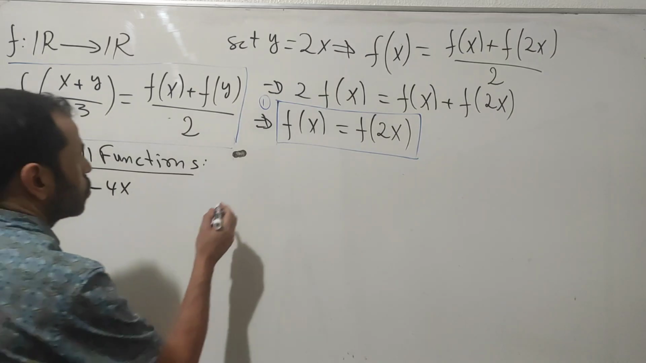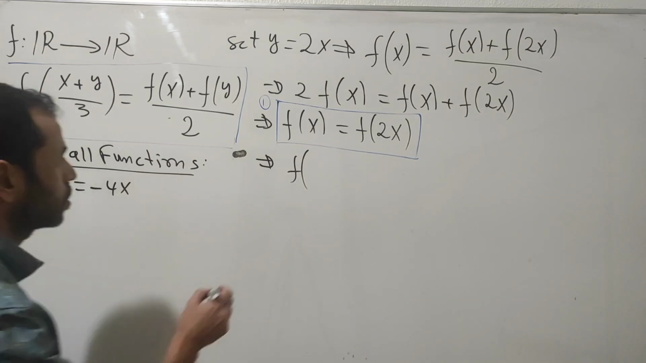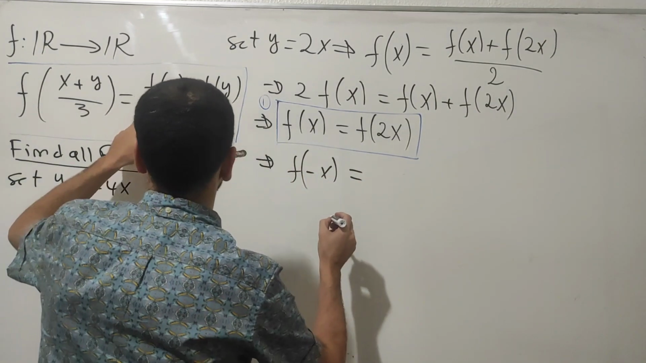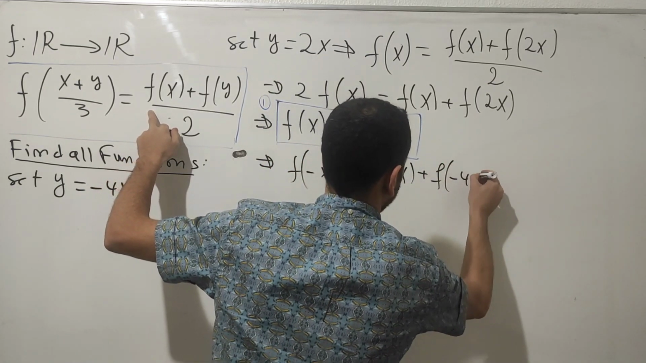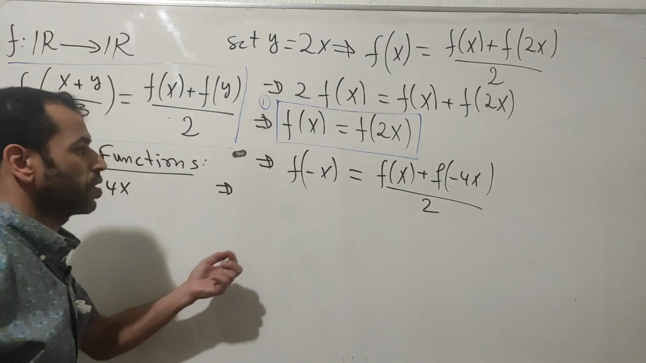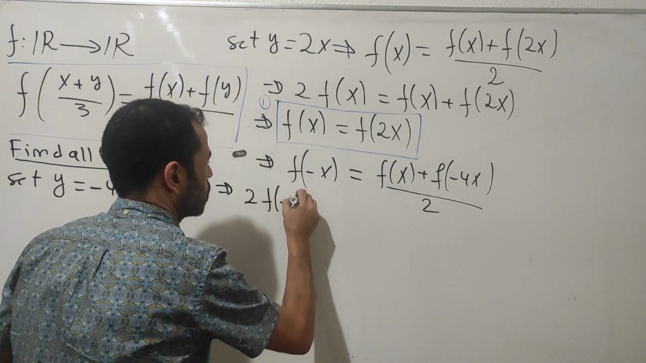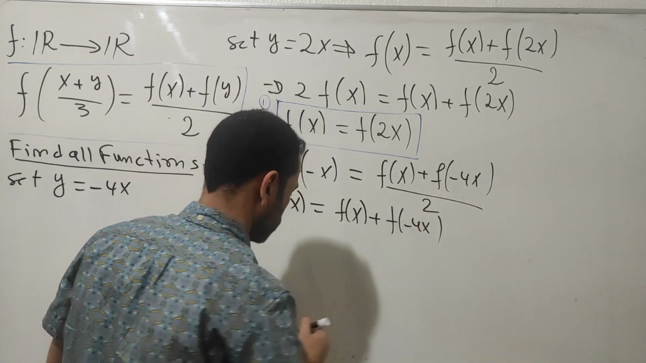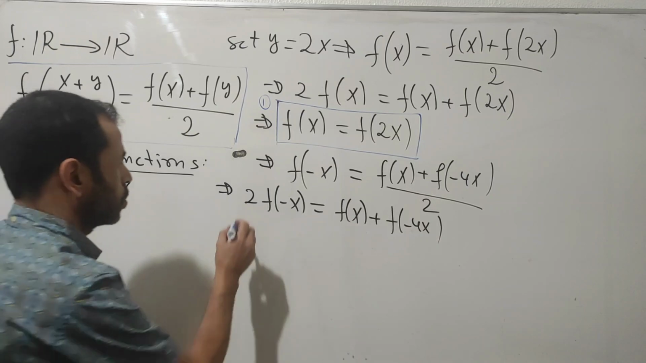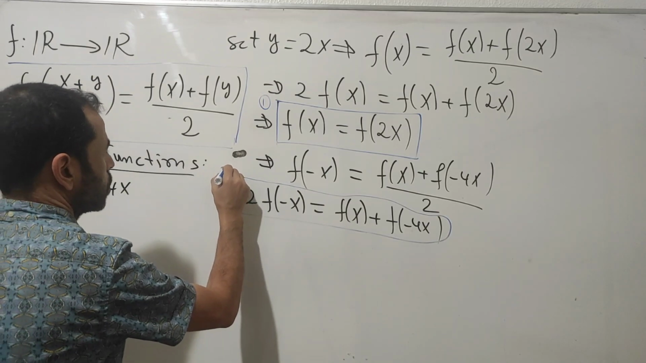So x minus 4x, which is minus 3x, divided by 3, is minus x. So f of minus x equals f of x plus f of minus 4x all over 2. After simplification, it's clearer: 2 times f of minus x equals f of x plus f of minus 4x. I'm going to box this one as well, and let's name it equation number 2.